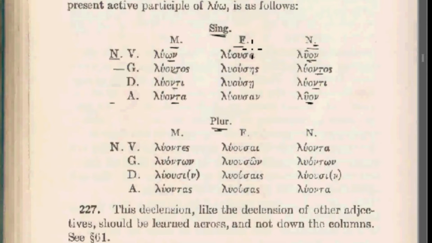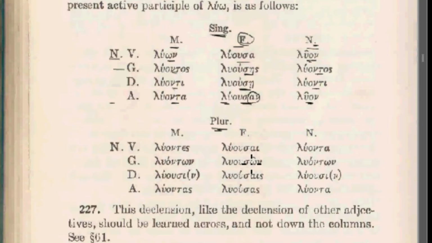When we come to the feminine, we notice that these are actually your standard first declension endings. So luusa, luuses, luuse, luusan. Notice a short alpha puts the acute back on the antepenult, pursuant to the rules of verb accent.